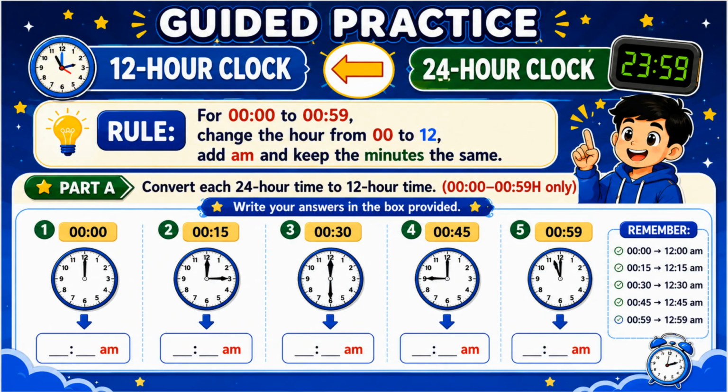Now it's your turn. Convert each 24-hour time into 12-hour time. Remember the rule. For times from 0000 to 0059, change the hour from 00 to 12, add AM, and keep the minutes the same. Let's read the times together. Number 1, 0000. Number 2, 0015. Number 3, 0030. Number 4, 0045. Number 5, 0059. Write your answers in your notebook.